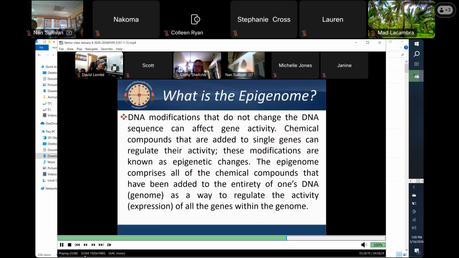What is the epigenome? DNA modifications that do not change the DNA sequence can affect gene activity. Chemical compounds that are added to a single gene can regulate its activity. These modifications are known as epigenetic changes. The epigenome comprises all the chemical compounds that have been added to the entirety of one's DNA genome as a way to regulate the activity or expression of all the genes within the genome.